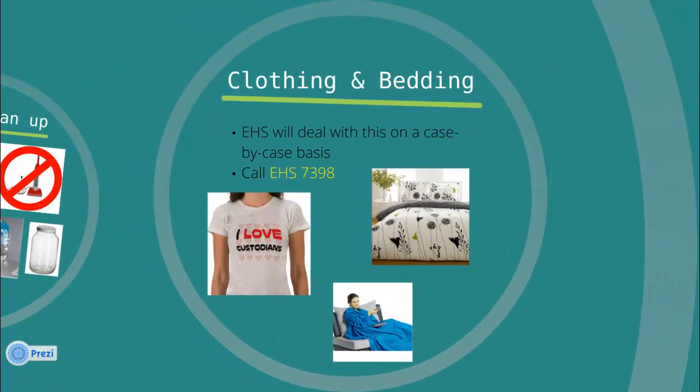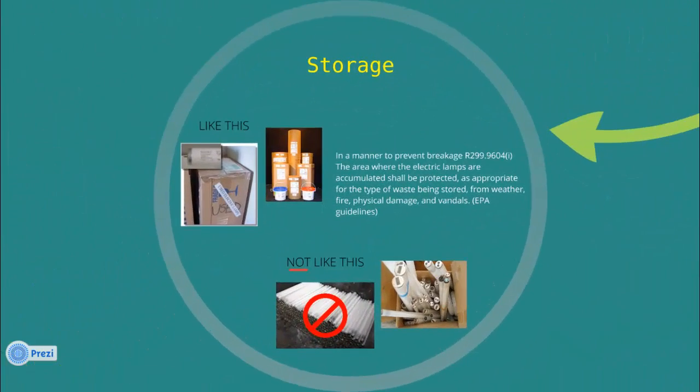Clothing and bedding. EHS will deal with this on a case-by-case basis. Storage. To prevent from breakage, leaks, weather, physical damage, vandals, and fire, the area where the electric lamps are accumulated should be protected as appropriate for the type of waste being stored. All boxes, containers, and labels need to be sealed and labeled properly.